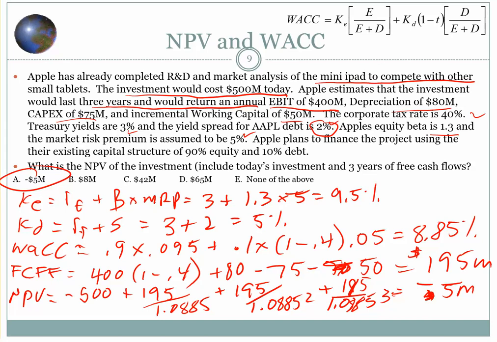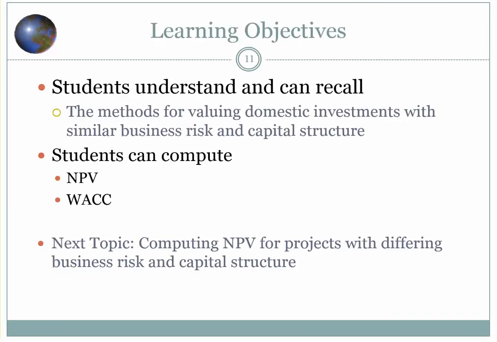So that's an example of how to use WACC and NPV to calculate the NPV of a project. Hopefully we learned exactly what NPV is, and how to calculate WACC, cost of equity, cost of debt, and NPV. The next topic will be calculating NPV for projects with different business risks and capital structure.